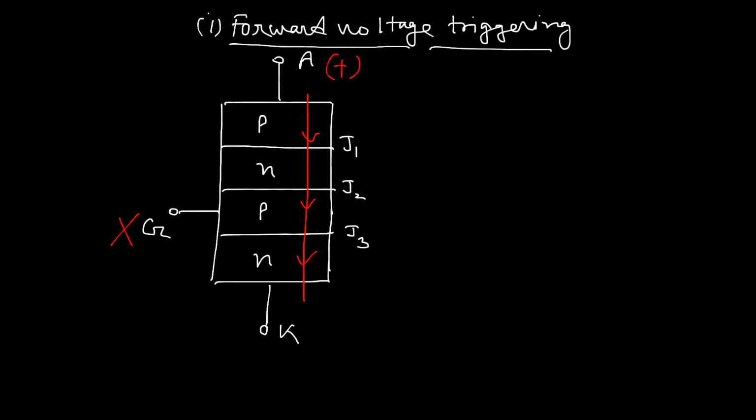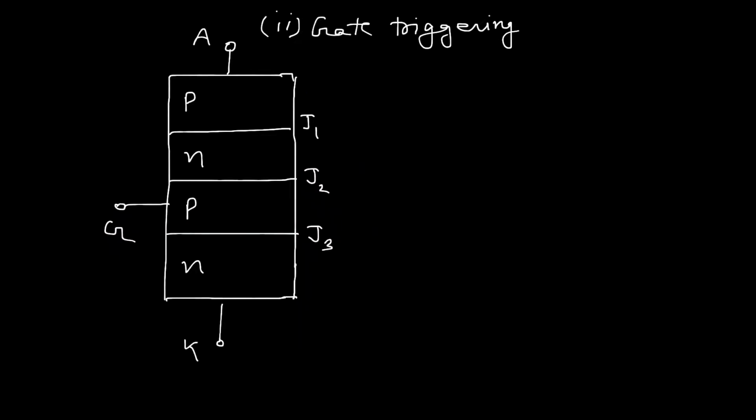Now gate triggering. In this case, we consider the basic structure which has 4 layers, P, N, P and N, and 3 junctions J1, J2, J3, and 3 terminals: anode, cathode and gate. Our topic is gate triggering. That means we should apply the gate pulse across the device. First, the question arises: why is the gate so important for an SCR?